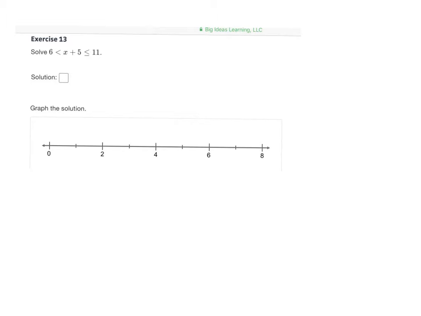Alright guys, let's take a look. We've got 2.5 day 2. This is assignment C1. And let's start by solving this. So we've got 6 is less than x plus 5 less than or equal to 11. I can tell the way that it's all smushed together that this is going to be an and. I'm missing a 5 in there.